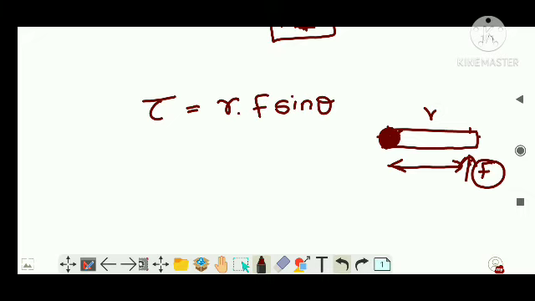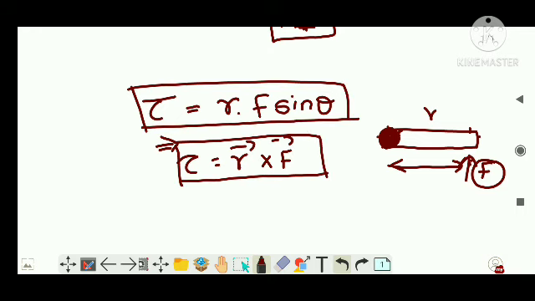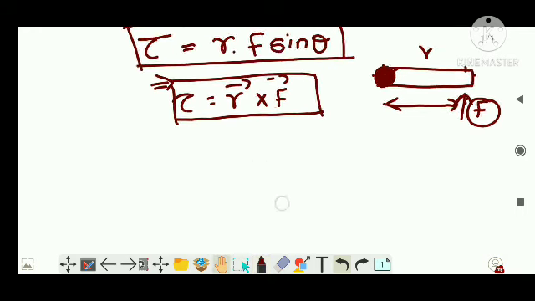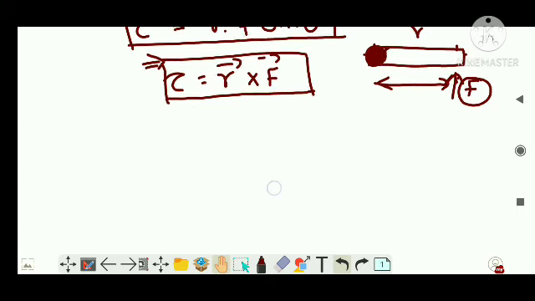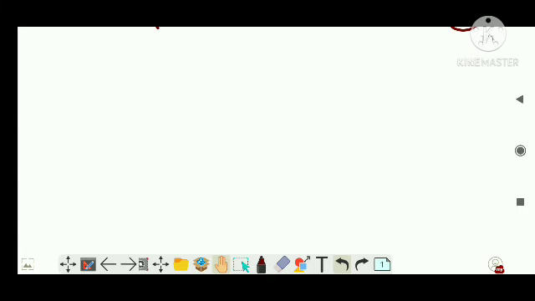So F sin theta, or I can say torque is equal to R cross F, right? So cross product and so on I have taken in the earlier chapters. So I hope you remember how to take the cross product. This much clear, right? Clear. So let us take another example, guys. I want to make you guys understand the logic.